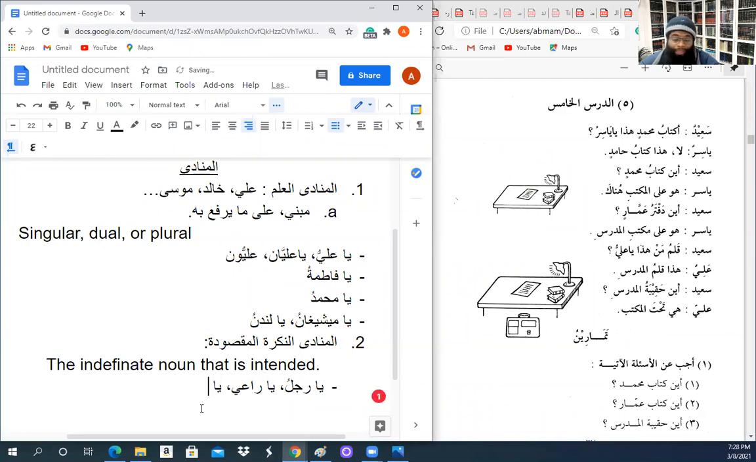I'm riding in a taxi, right? And I want to draw the driver's attention. I say, hey, driver. Ya sa'iq. Ya sa'iqu. So this one, al-munada al-nakiratu al-maqsuda, is just like al-munada al-alam. مبني على ما يرفع به. All right, so these are the mabni ones.